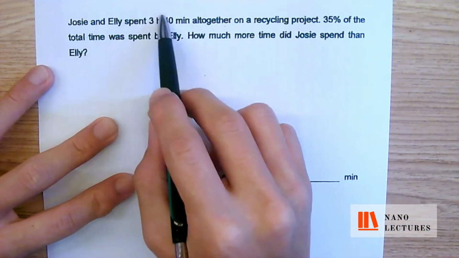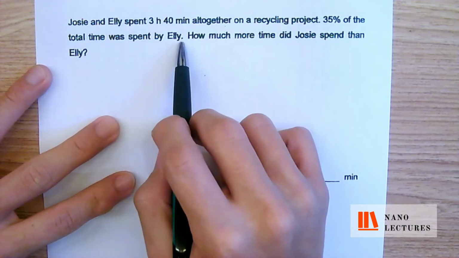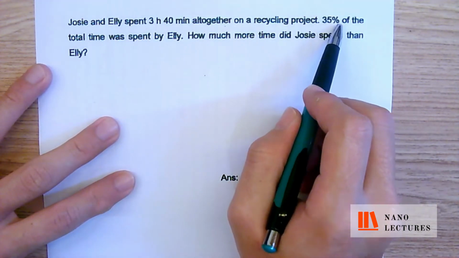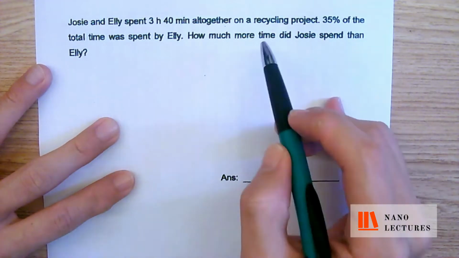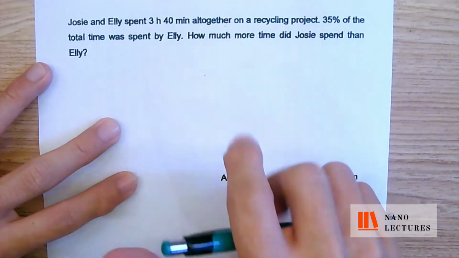Josie and Ellie spent 3 hours and 40 minutes altogether on a recycling project. 35% of the time was spent by Ellie, which means that the remaining time was spent by Josie. So they asked how much more time did Josie spend than Ellie. For questions like this, when it comes down to percentage, go and draw a model as well.